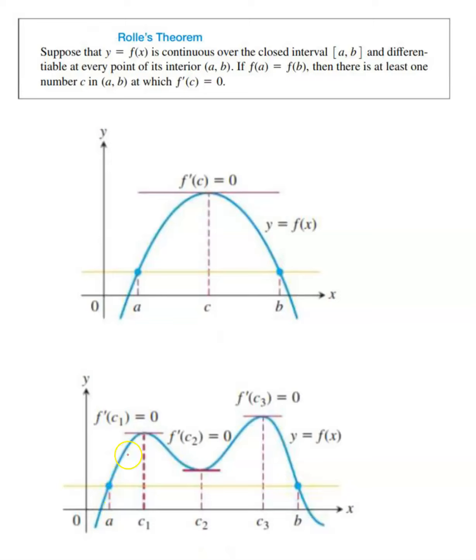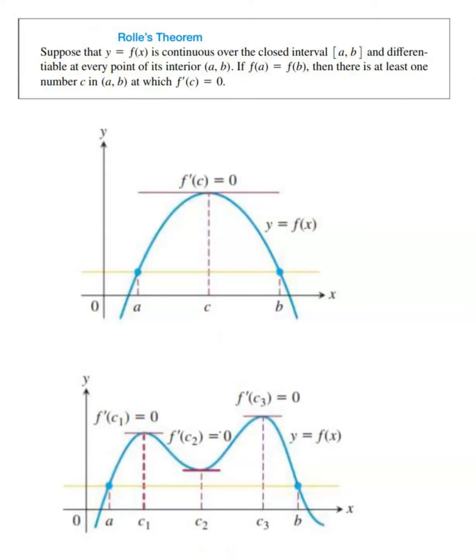Now, what if your graph looks a little differently with more turns? Well, again, look at the second graph between a and b. You have all these turns. And Rolle's theorem assures that there will be at least one number c at which the slope will be 0, or the derivative, right? The first derivative is 0. In this case, because of the number of turns, we actually have 3 places where you have a horizontal tangent. And this kind of helps you to recall the first derivative test as well, right?